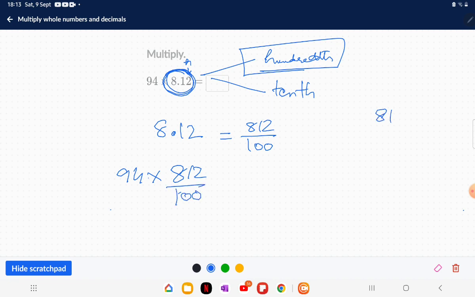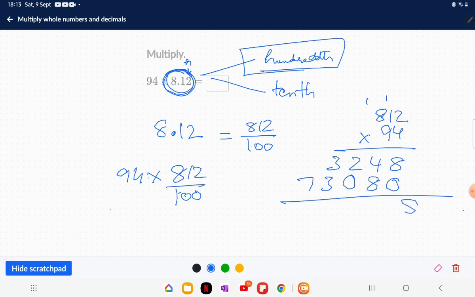So let's multiply 812 with 94. 4 2s are 8, 4 1s are 4, 4 8s are 32, and 0. 9 2s are 18, 9 1s are 9, and 1. 9 8s are 72, and 7. 8 2 3 6 7. 7 6 3 2 8. So this is what we have: 76,328 hundredths.